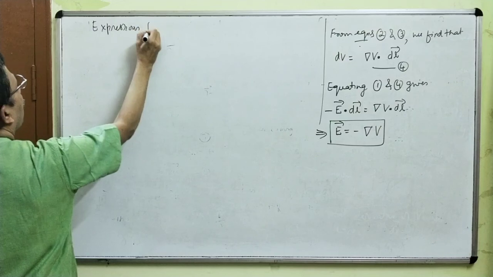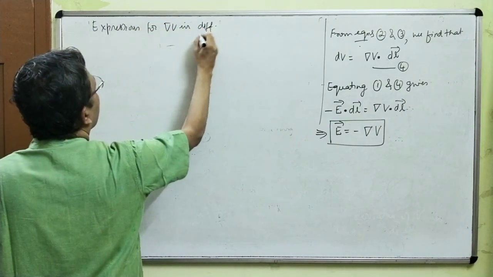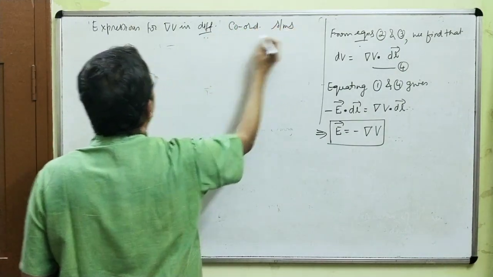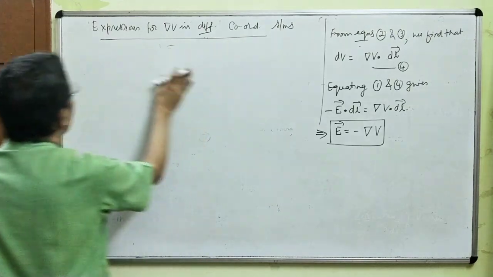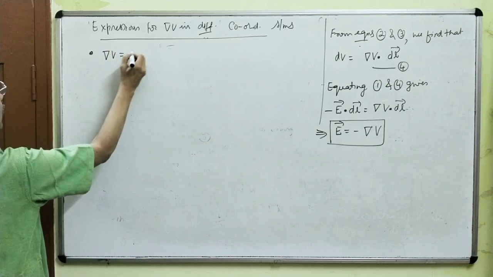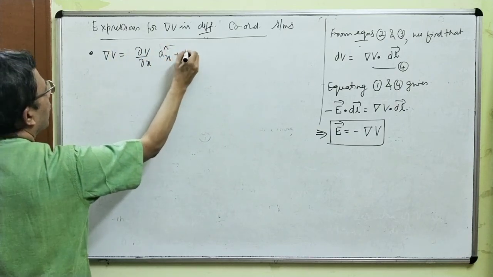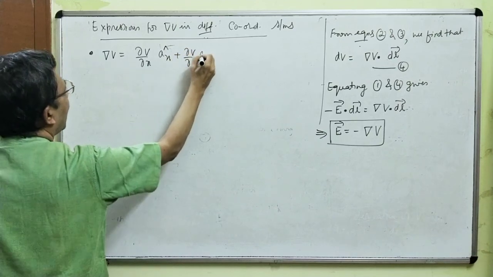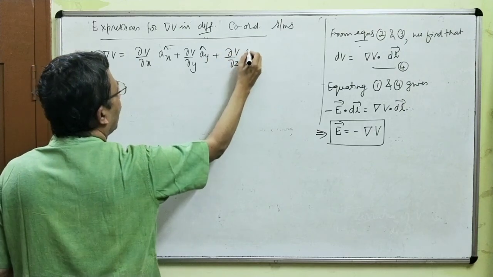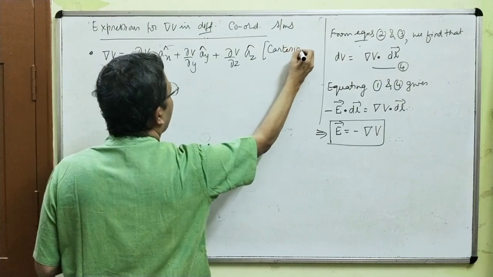Expressions for grad V in different coordinate systems. First one, Cartesian, one by one I will write. Grad V is equal to dou V by dou x into ax cap plus dou V by dou y into ay cap plus dou V by dou z into az cap. This is in Cartesian coordinate system.